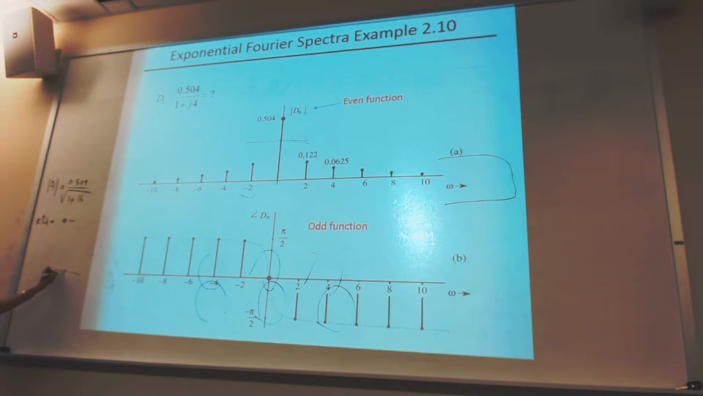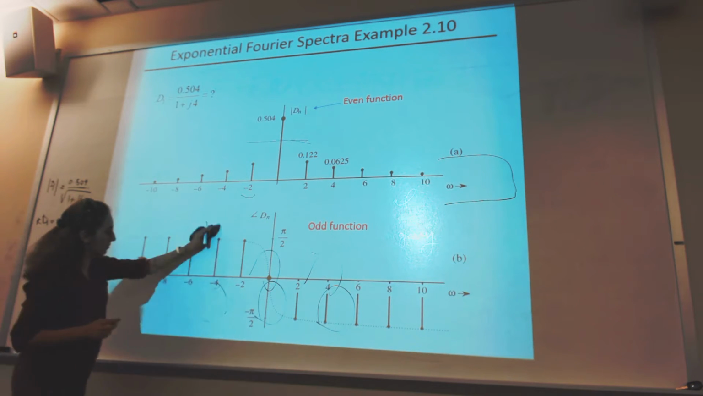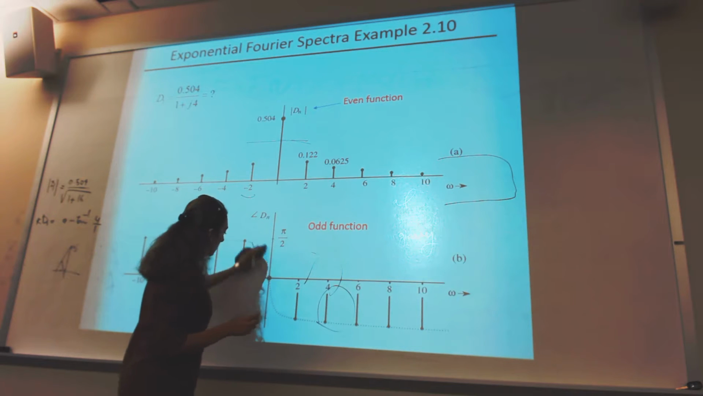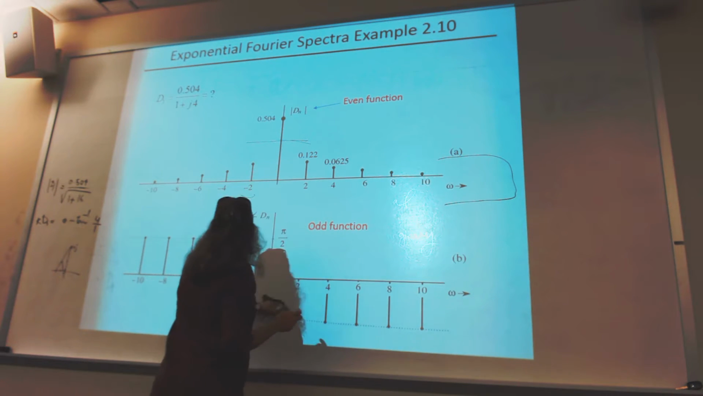So we have 1 plus 4j. So the phase is tangent inverse of 4 divided by 1. Now if you are working with MATLAB, you can easily just give it to MATLAB to calculate all of this for you. Okay.